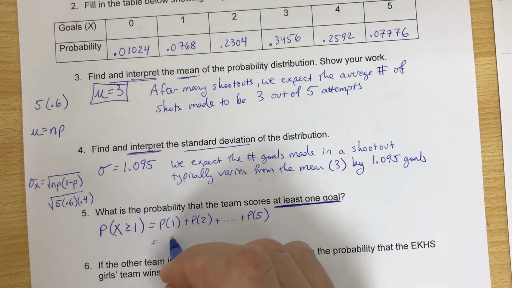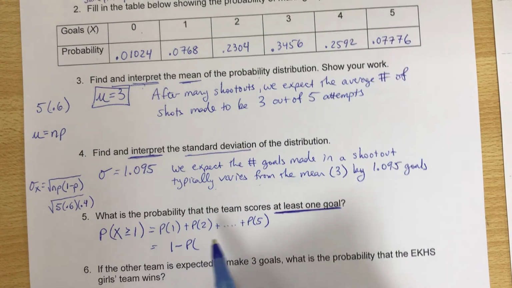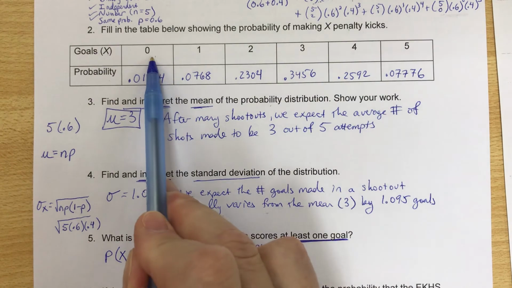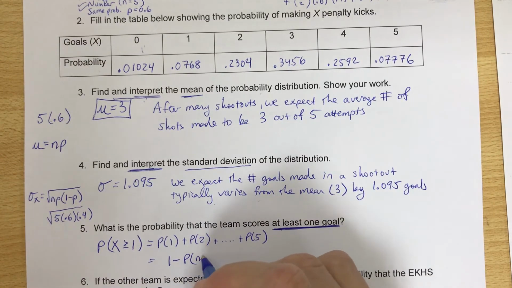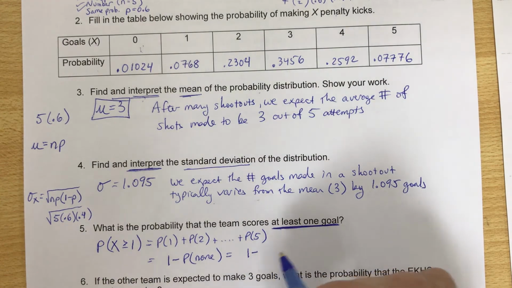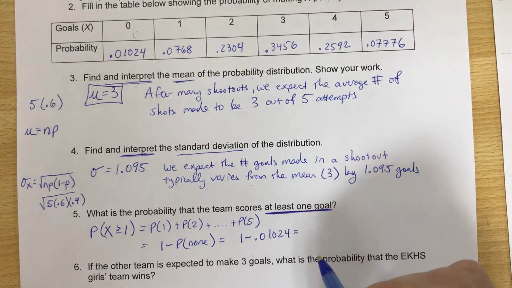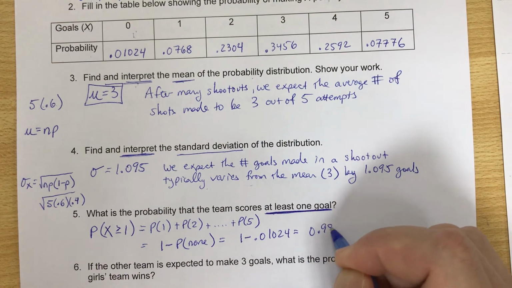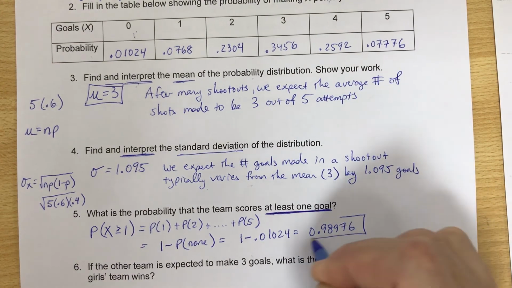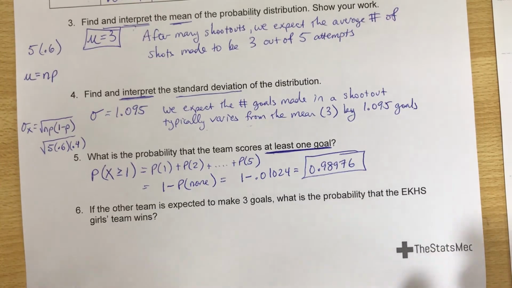Or we could take 1 minus the probability. Now, this has every possible situation except for no goals. So 1 minus the probability of not scoring. 1 minus, in this case, that is 0.01024. And if we subtract that, we get 0.98976. So the probability that we score at least 1 goal is very high. Now you could also use binomial CDF if you wanted to do that. Let's take one more here.